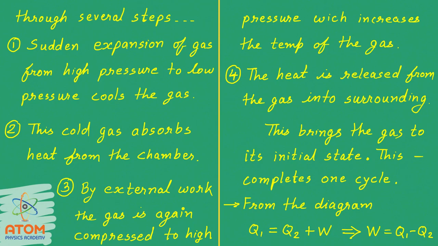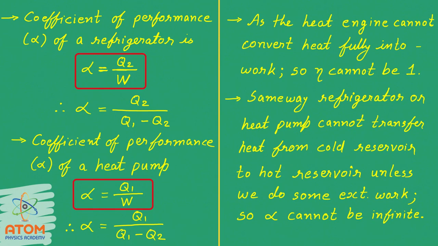Okay, now let's move forward. From the schematic diagram of the refrigerator, we can see that Q1 is equal to Q2 plus W, where W is the external work done on the substance, Q2 is the heat absorbed from the cold reservoir, and Q1 is the heat released in the hot reservoir. So from this we can write W is equal to Q1 minus Q2. You can see W is equal to Q1 minus Q2 is the same equation that we were getting in the heat engine as well. Now, an important parameter for the refrigerator and the heat pump.